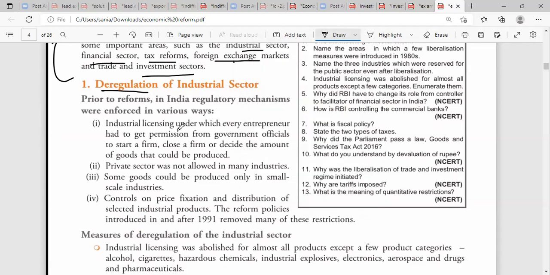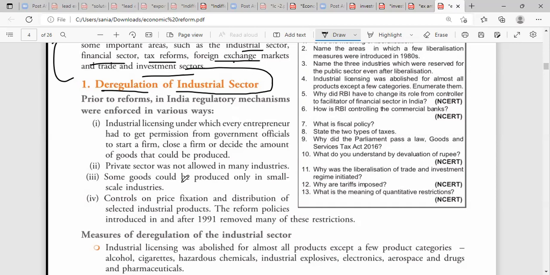So, industrial licensing, under which every entrepreneur had to take permission from government officials to start a firm, close a firm or decide the amount of goods that can be produced. Whatever you have to do with your industry, you have to take permission from government. Second, private sector was not allowed in many industries. There were few industries that were only controlled by the government sector.